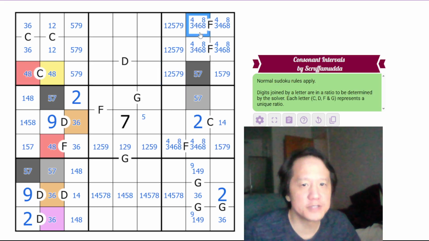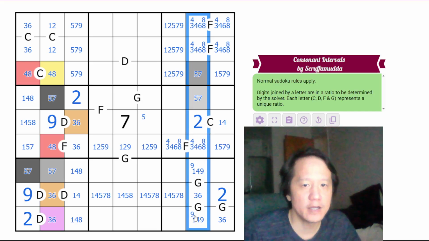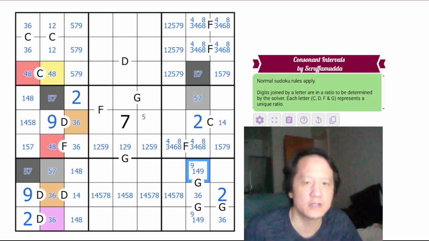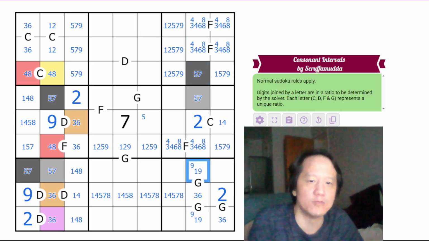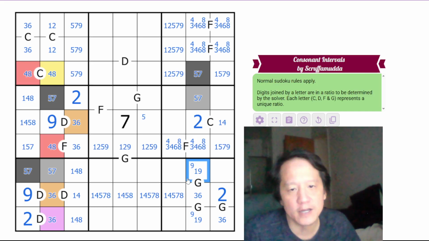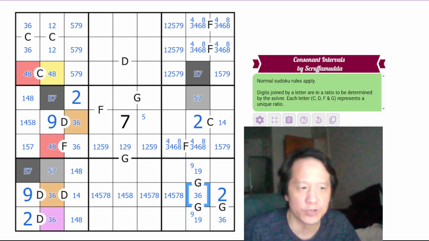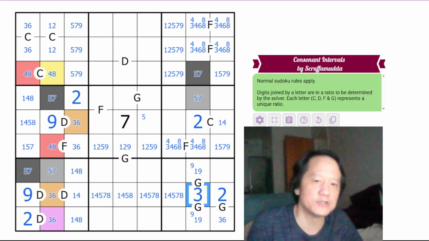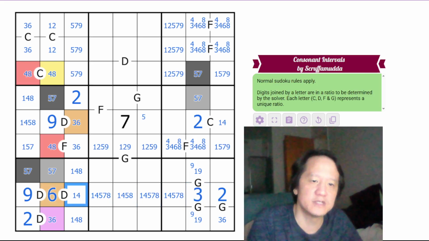Well, what does that mean in column 8? We have a 3, 4, 6, 8 quadruplet in column 8, which eliminates 3, 4, 6, and 8 in the rest of the column. This can't be 4. This has to be a 1, 9 pair. 1 and 9 are only in a ratio with 3 to be in the same ratio. So this is 3. This becomes 6 and 4.